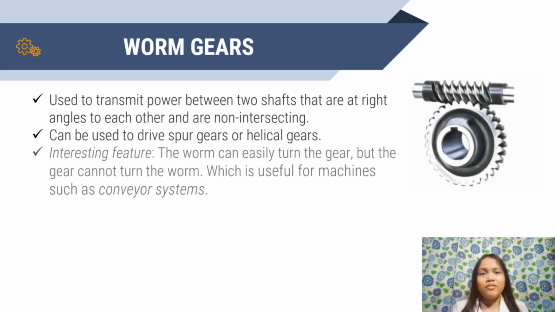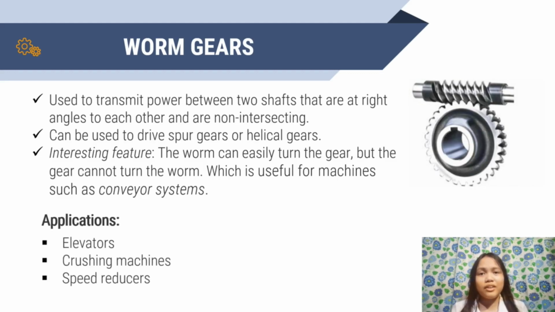Worm gears have an interesting feature that no other gear set has. The worm can easily turn the gear, but the gear cannot turn the worm. This is because the angle on the worm is so shallow that when the gear tries to spin it, the friction between the gear and the worm holds the worm in place. This feature is useful for machines such as conveyor systems, in which the locking feature can act as a brake for the conveyor when the motor is not turning.